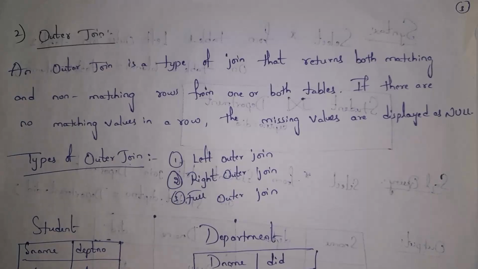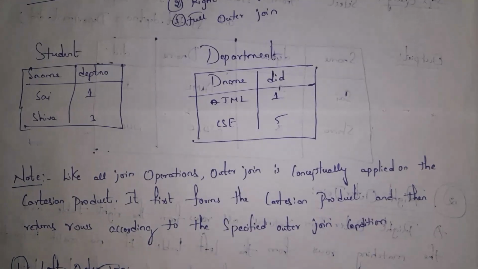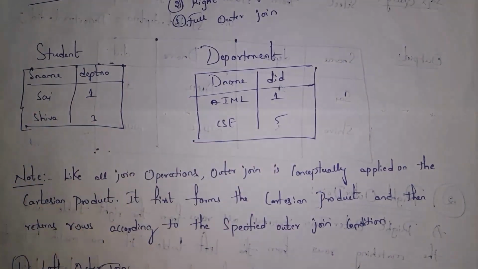There are three types of outer join. One is left outer join, the next one is right outer join, and the third one is full outer join. I will explain all these joins with SQL query examples. We will apply outer join operations on these two tables. If you want to perform any outer join operation, conceptually, at first we need to apply Cartesian product on these two tables, and then the outer join operation will be performed on the Cartesian product table.